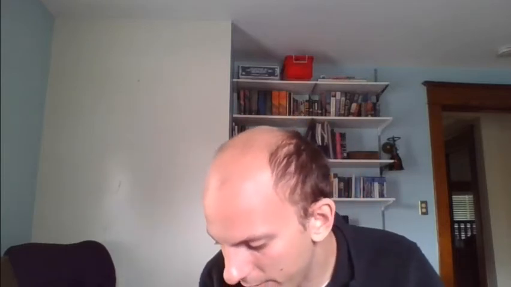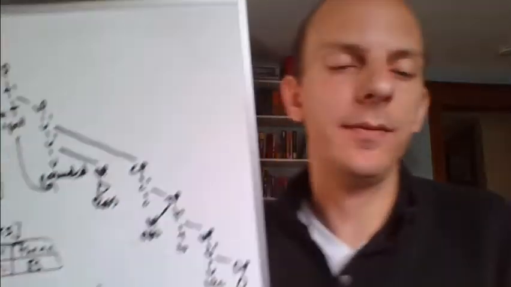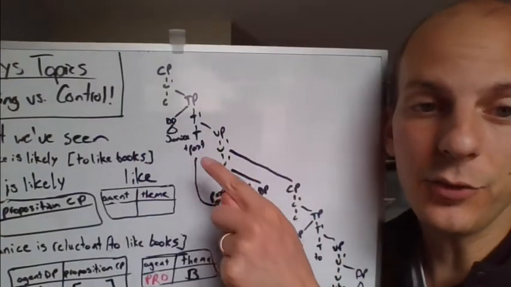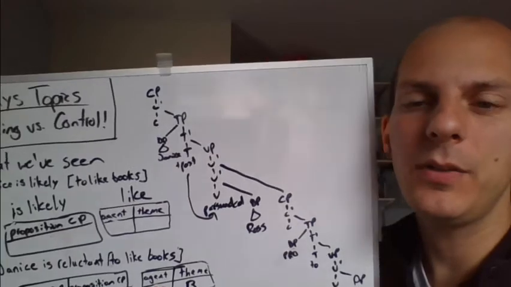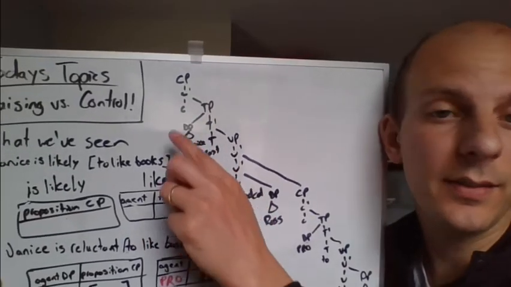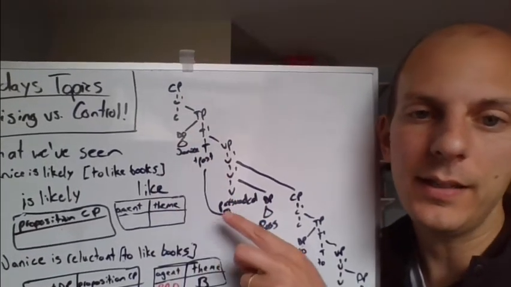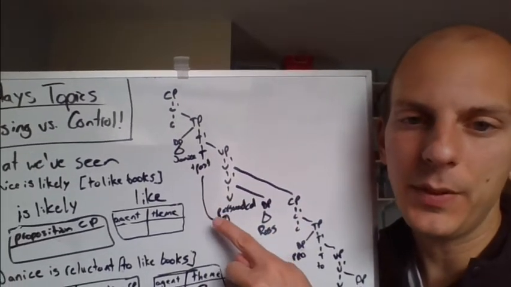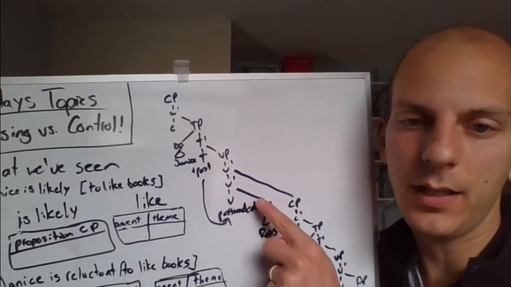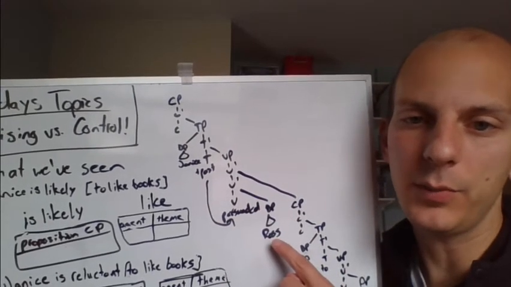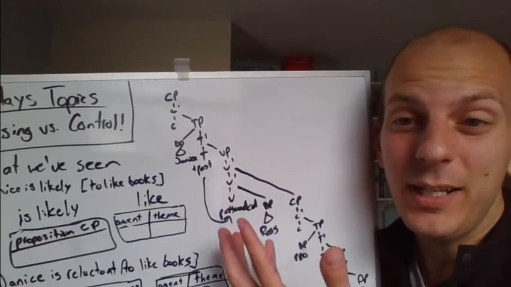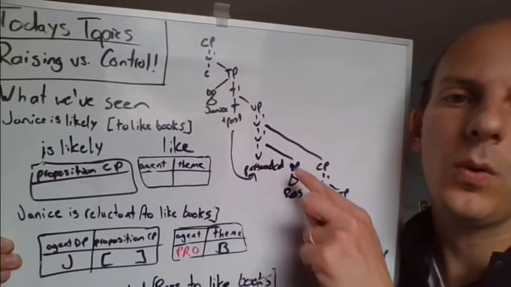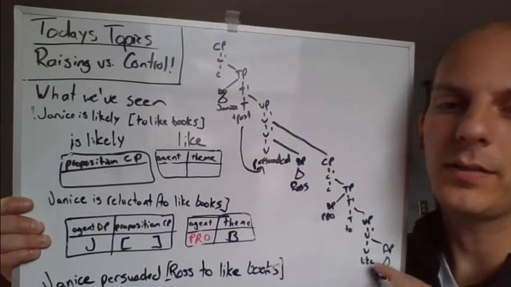Okay, Janice persuaded Ross to like books. It's actually not too bad the way we have it here. So, right, what we have here is Janice. Again, this seems really hard, but if we break it down, it's not so bad. Janice is the subject of our higher clause. Janice is the one who did the persuading. So Janice persuaded who? Ross. Ross is the complement of persuaded. He's the one who got persuaded. And what did Janice persuade Ross? This whole CP, to like books.